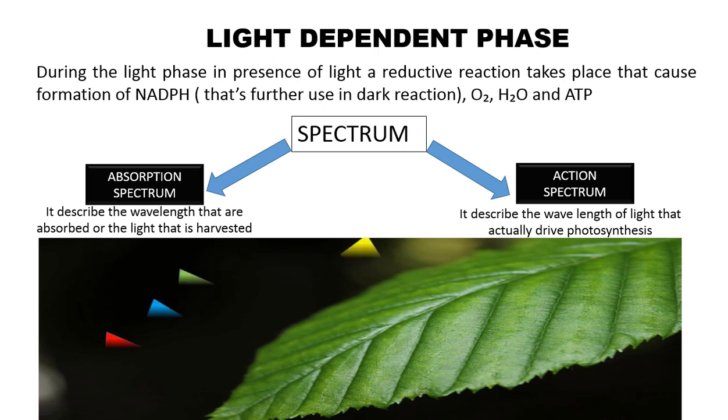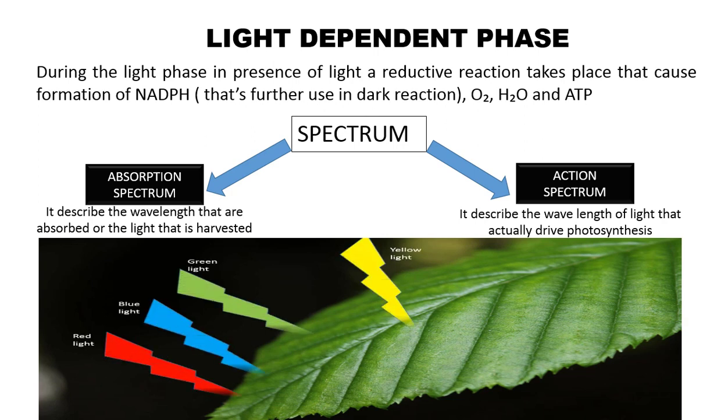Plants actually absorb the red and the blue light and reflect the green and the yellow light. That's why the leaf looks yellow or green in color. Sometimes it is also asked in your exam why the leaf looks green or yellow in color. The reason behind that is the same.